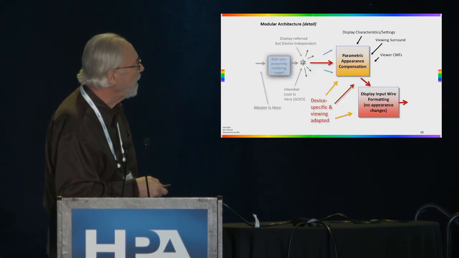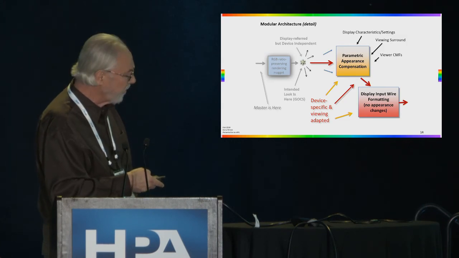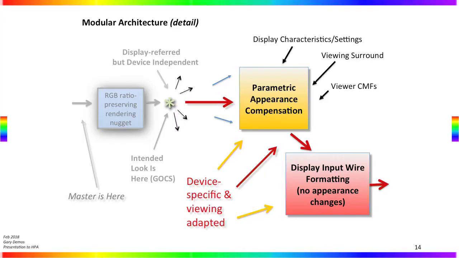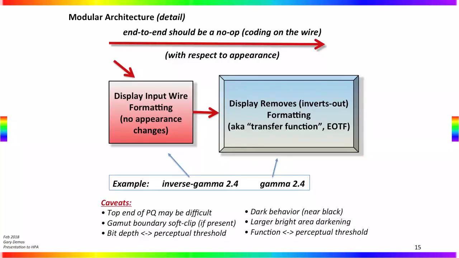So the parametric appearance compensation, what it takes in are the display characteristics, its settings, it's set to a certain brightness level and so on, the viewing surround, and possibly something about the viewer's color matching functions. If you're older or younger, or if the screen is larger or smaller in your field of view, that can affect it. And then there's this display formatting.